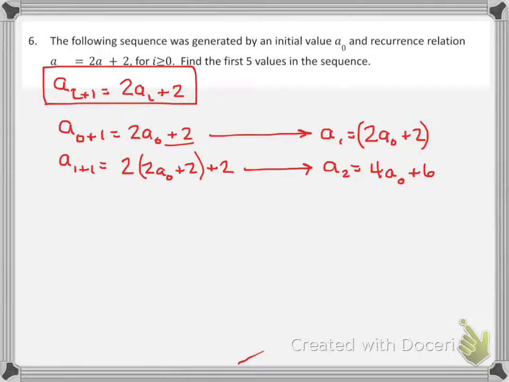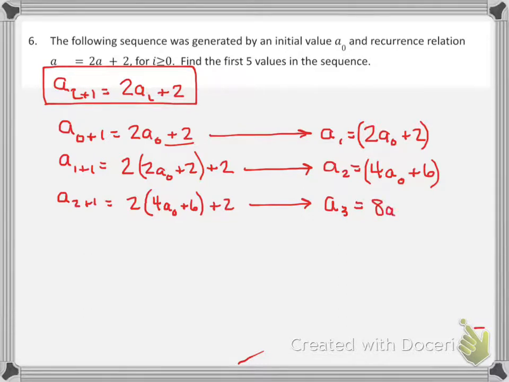And then we just keep that going. A sub 2 plus 1 is equal to 2 times, well, whatever I finished with last time, which was 4a sub 0 plus 6, and then don't forget the plus 2. Further simplify, a sub 2 plus 1 is a sub 3, and then 2 times 4 is 8a sub 0. And 2 times 6 is 12, plus another 2 is 14, so plus 14. So there's the third round.